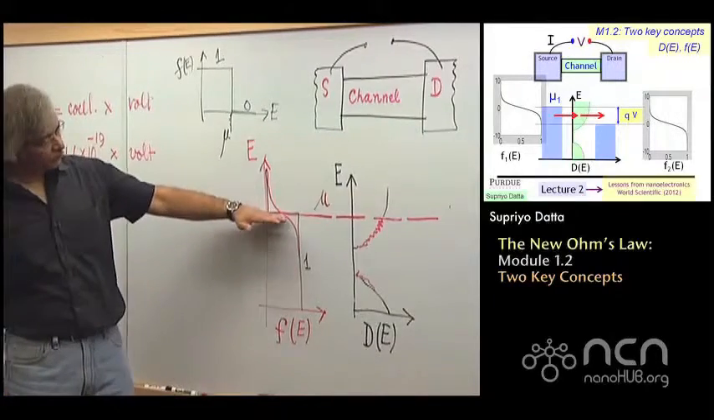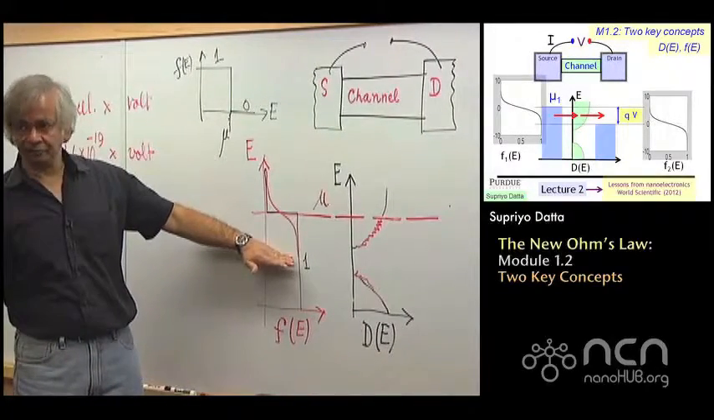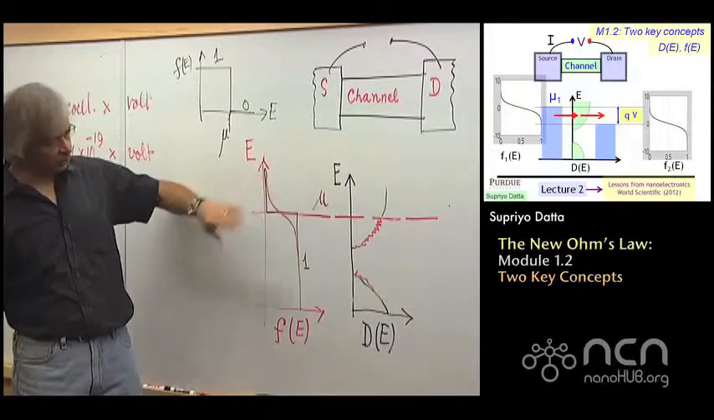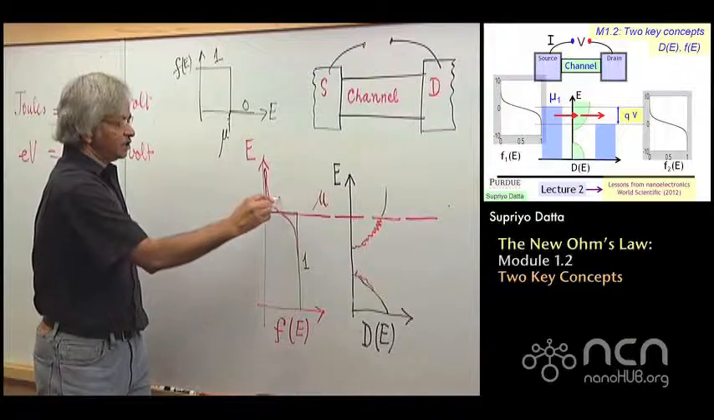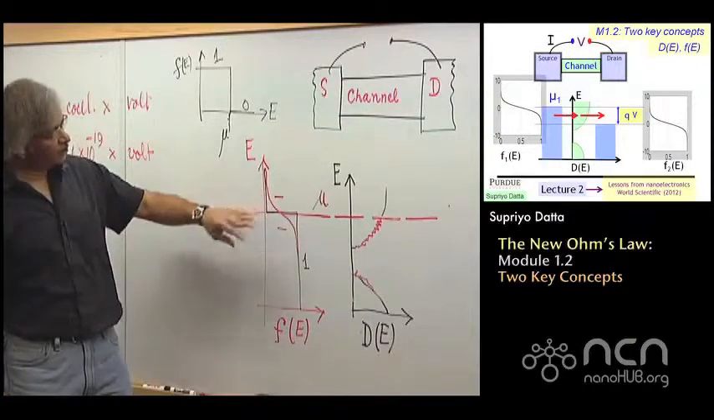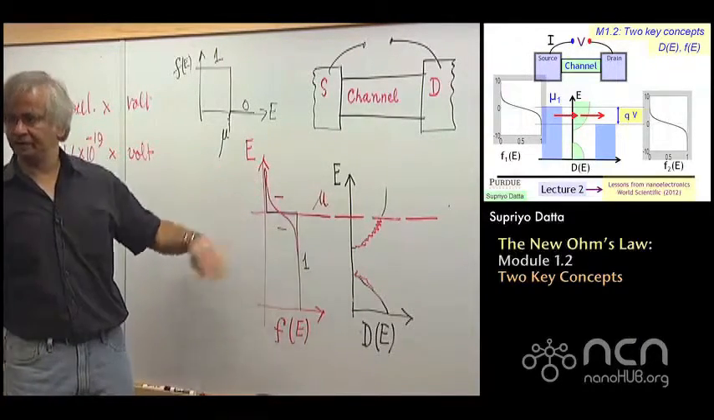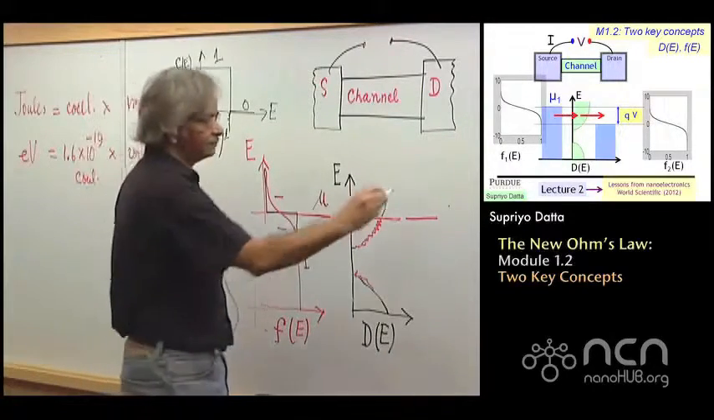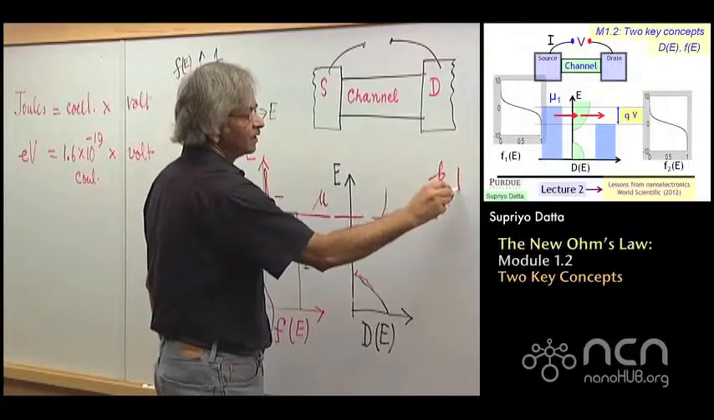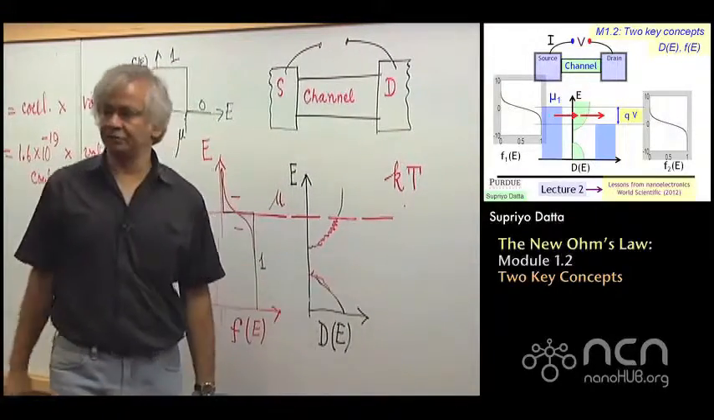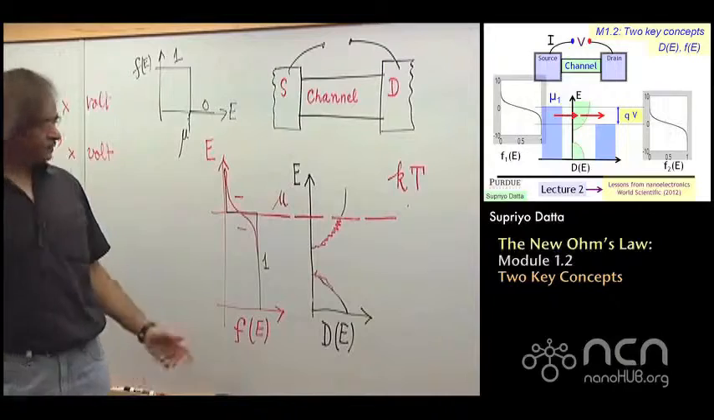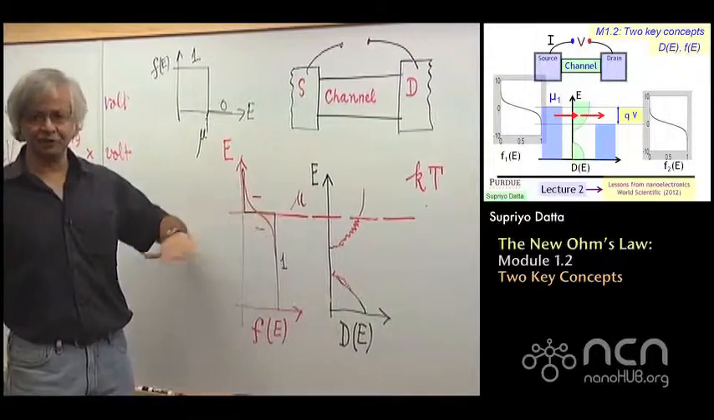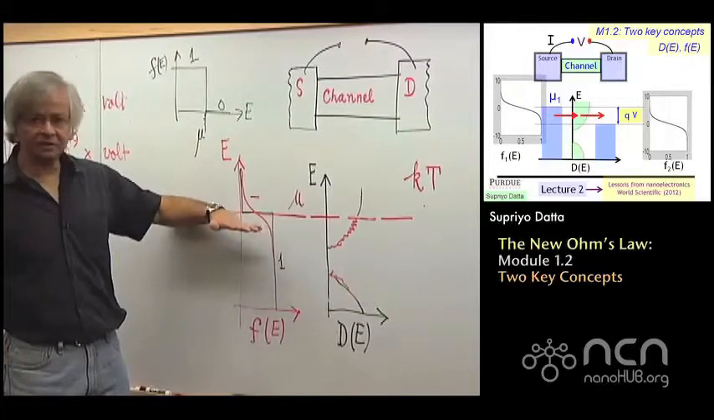So, if you go way below the chemical potential, it becomes 1. And if you go way above it, it becomes 0. But there is an energy range here, over which it changes from 0 to 1. And that energy range is of the order of kT, where k is the Boltzmann constant and T is the absolute temperature.